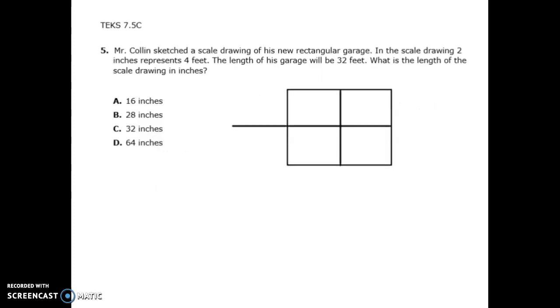For number 5, Mr. Collins sketched a scale drawing of his new rectangular garage. In the scale drawing, 2 inches represents 4 feet. The length of the garage will be 32 feet. What is the length of the scale drawing in inches? So we have 2 inches, so our units are inches and feet. So 2 inches is 4 feet, but I want to know for 32 feet. So 32 will go with feet.